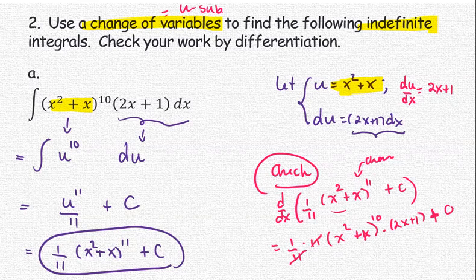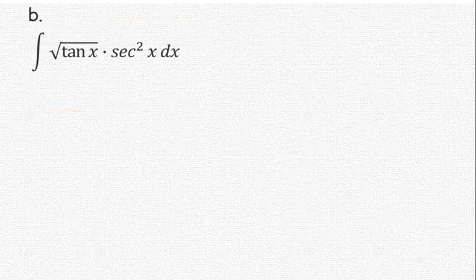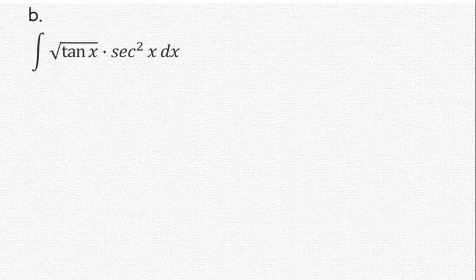Simplify, the 11 and 11 reduce. Now we have x squared plus x raised to the power 10 multiplied by 2x plus 1 as the derivative, exactly the same as the integrand. So we get the correct answer. So far, so good.